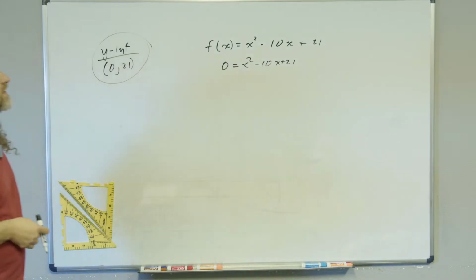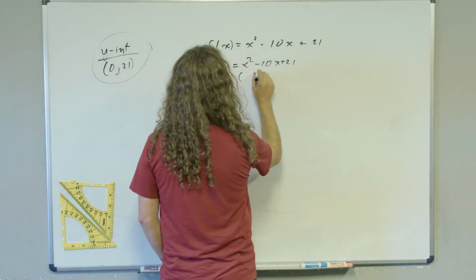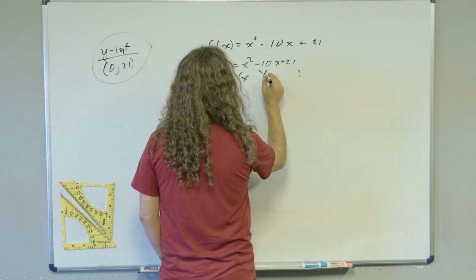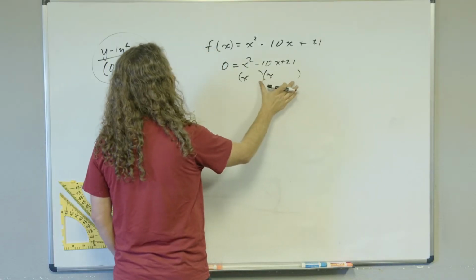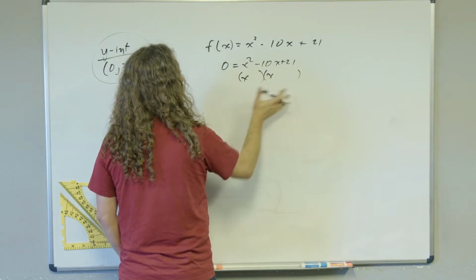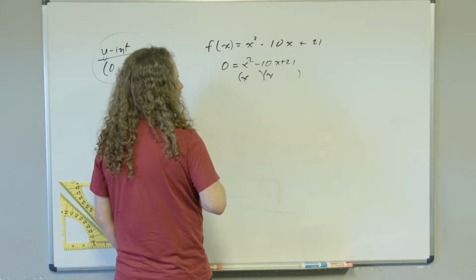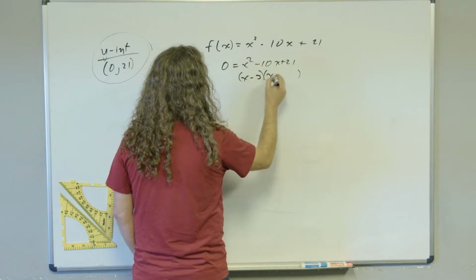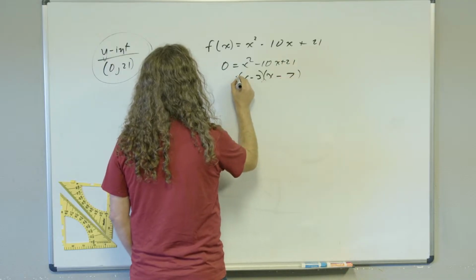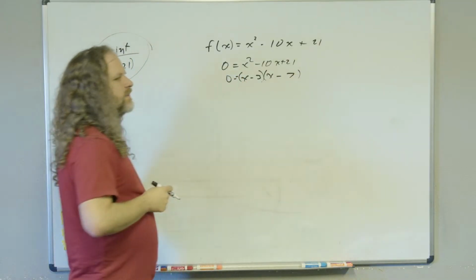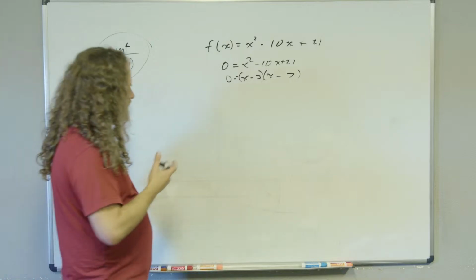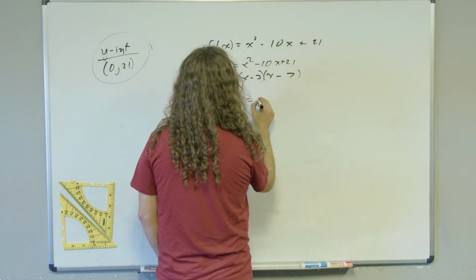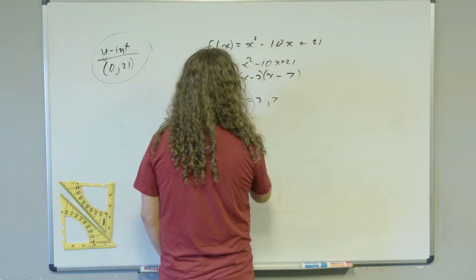And then we solve. How do we solve that? We're going to factor it. Sounds great. X and x. What's going to go here? -3 and -7. And it doesn't really matter where. And then what? It's 3 and 7. X equals 3 and 7.